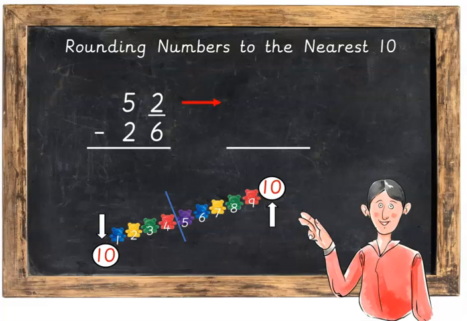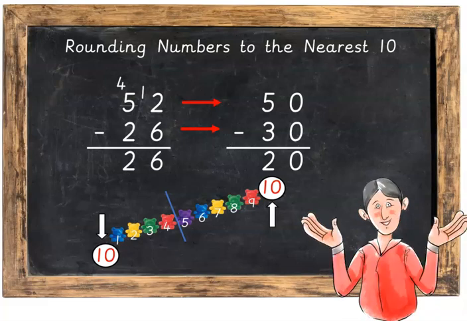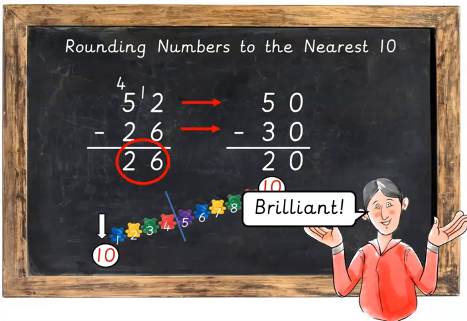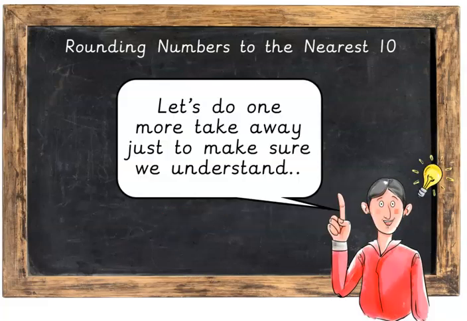Okay, great. So because 52 ends in a 2, it will get rounded down to 50. And because 26 ends in a 6, that will get rounded up to 30. So 50 take away 30 is 20. And then if we go back to the original sum, we're going to have to rename the 5. So rename that to a 4, bring over the 10, 12 take away 6 is 6, and then 4 take away 2 is 2. And as we can see here, the rounded answer was again quite similar to the accurate answer. Brilliant work.